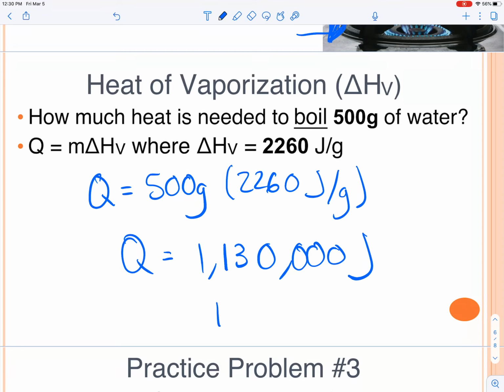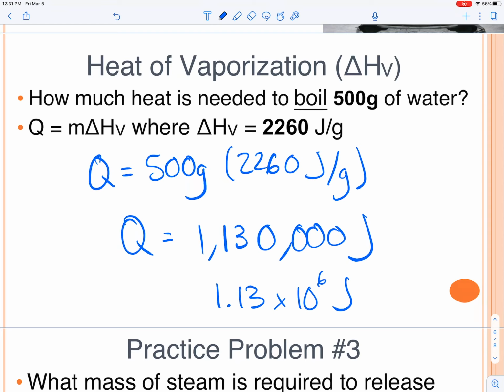If you want, you can turn this into scientific notation. Both of those are acceptable answers here. Remember, the units for energy are going to be joules. We want joules for energy. And again, we're using this bigger number, 2,260, whenever we're dealing with boiling, condensation, or evaporation. If you see those words in the problem, you want to make sure you use the bigger number, 2,260.